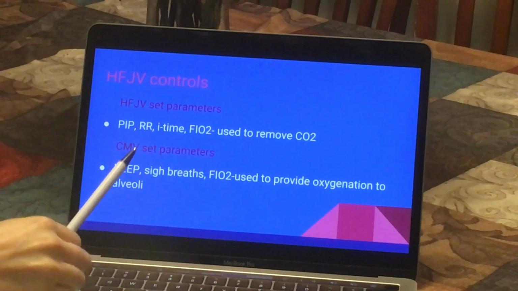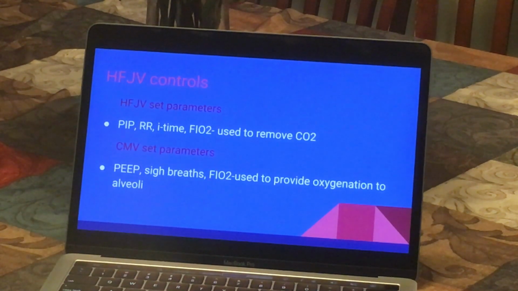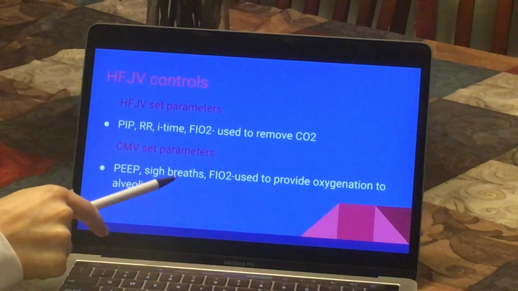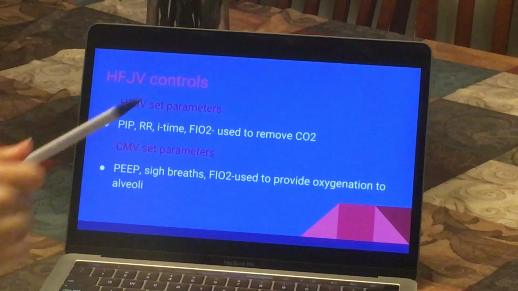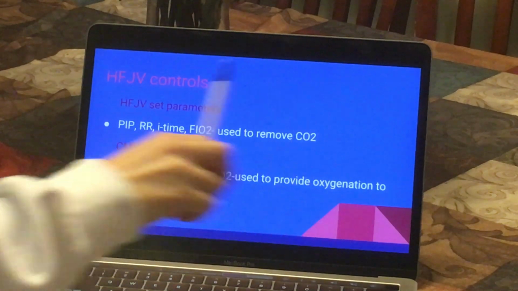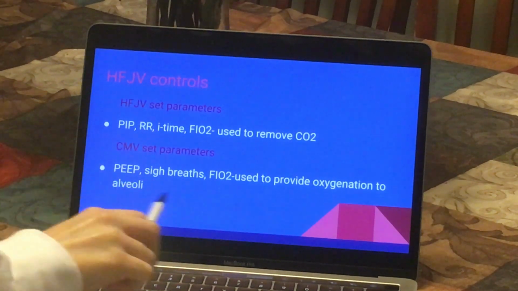Now your conventional ventilator settings are all your settings used for oxygenation. Your PEEP, your sigh breaths for recruitment, and your FiO2. So just remember, the jet ventilator only ventilates, and the conventional ventilator is only your oxygenation.